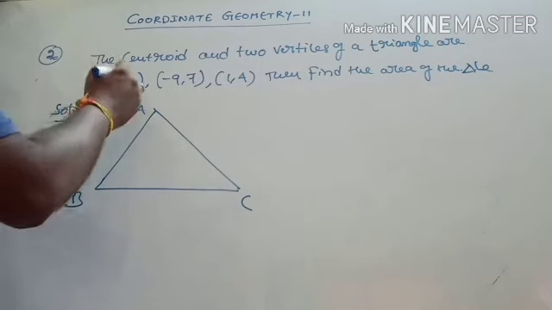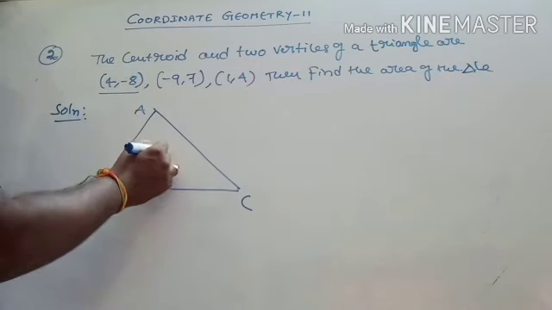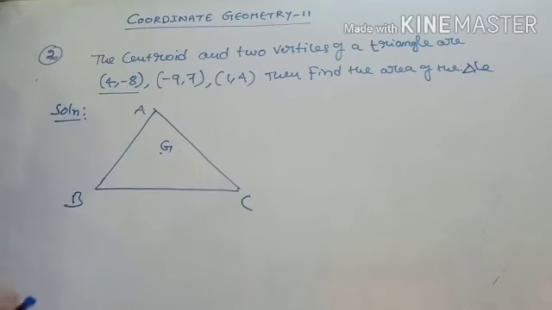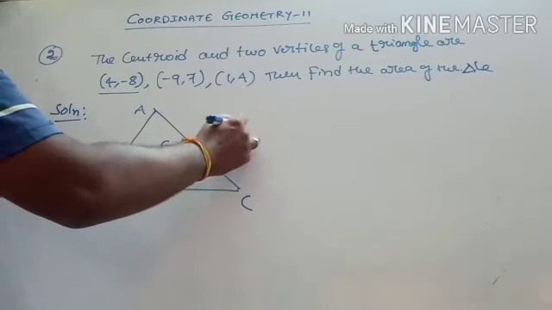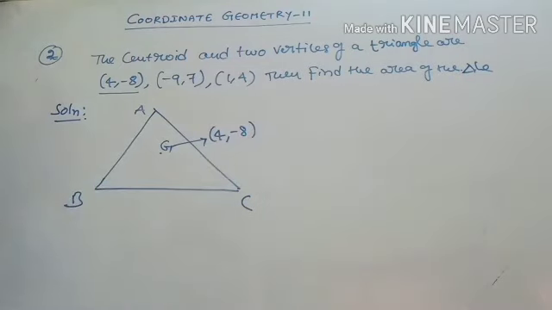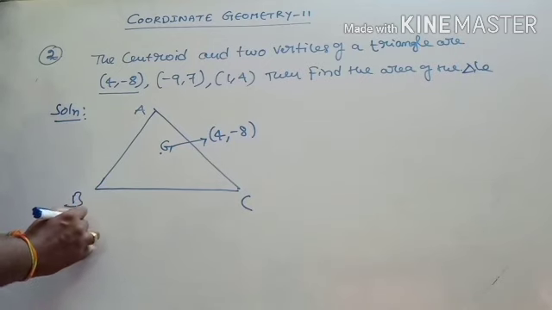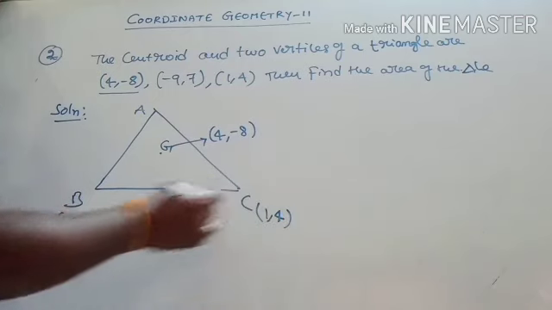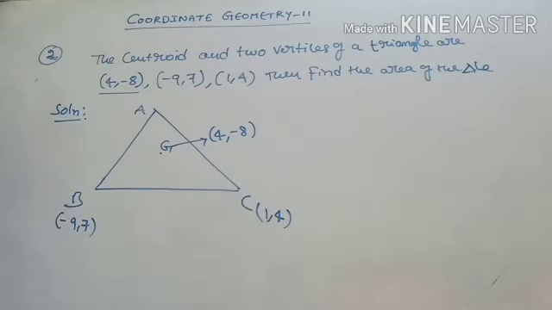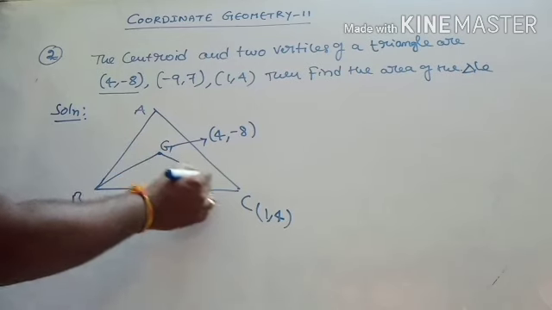They are given the centroid, which is nothing but the point of intersection of the medians, and that is given as (4, -8). The centroid and the other two vertices of the triangle are given: one is (-9, 7) and the other is (1, 4). These are the things we have here, right? That means they have given these things.